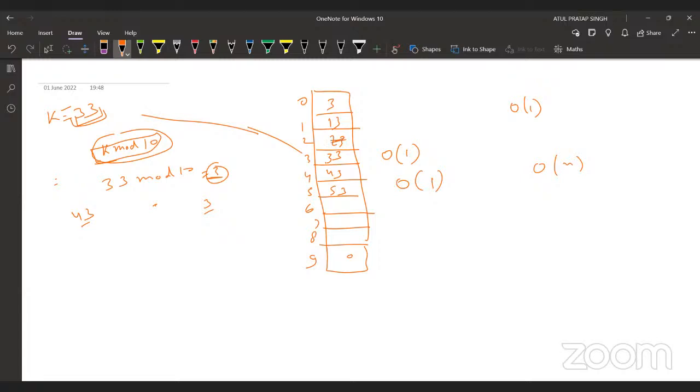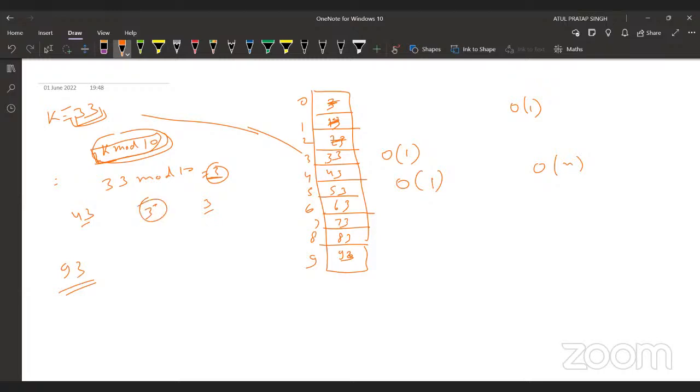Okay, just cross that. 33, 43, 53, 63, 73. This is possible because 43 will return 3. Then we will insert here, same things. We will repeat more, 83 and 93. And if we want to search 93 in our table, we will use this hash function, k mod 10, so it will return 3.